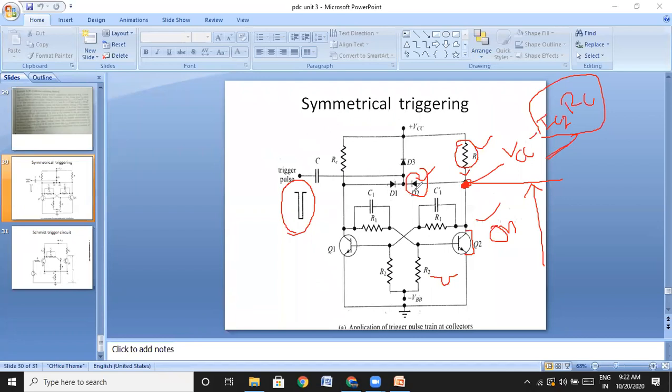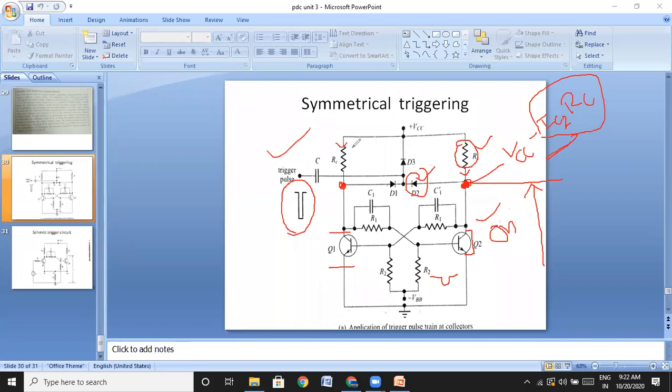Therefore, when this diode is in reverse bias and we apply a triggering pulse, you also have to consider the voltage at this point. This transistor is in the off state, therefore it is open circuited. If it is open, there is no current.